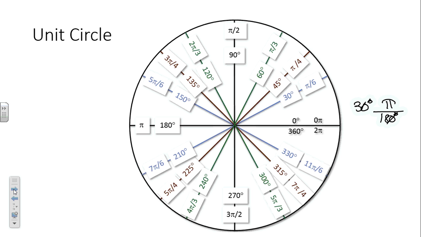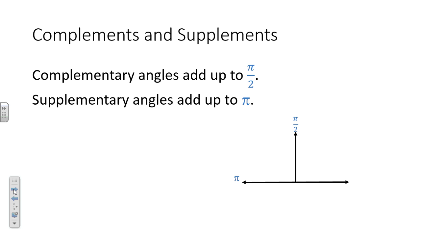All right, here we go. So, supplements and complements. We use this a lot in geometry. Someone remind me, what's the difference between complementary angles and supplementary angles? Good. Complementary add to 90. So in radians, they're going to add to pi over 2. Supplementary add to 180. So in radians, they're going to add to pi. Okay? So we're going to ask you to find complements and supplements.